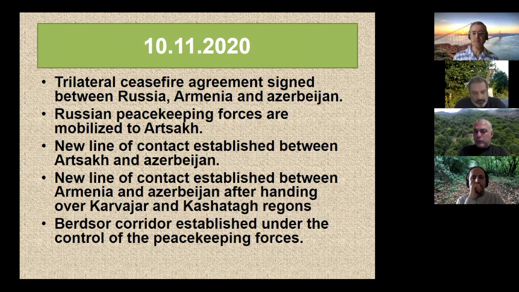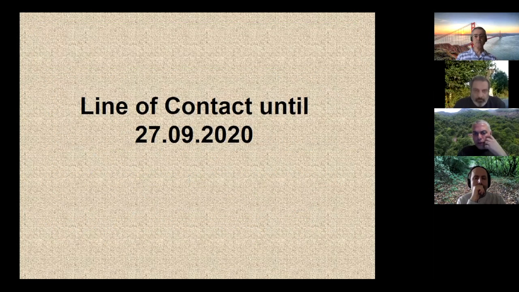There was a new line of contact established between Armenia and Azerbaijan. I will show it through maps. And these are the borders where the Karvajar and Kashatagh regions were before we handed them over to Azerbaijan. And finally, a new corridor was established, the Bersol corridor, better known as the Lachin corridor with its Azerbaijani name, which is now a demilitarized zone, and it's totally under the control of the Russian peacekeeping forces. So let us have a review, check the map.